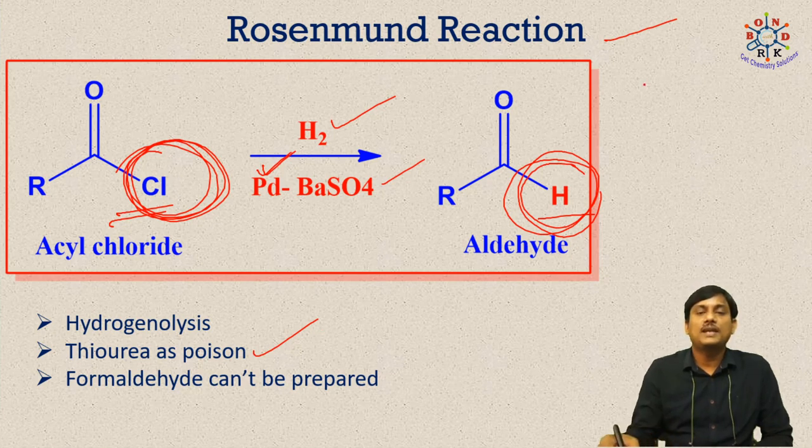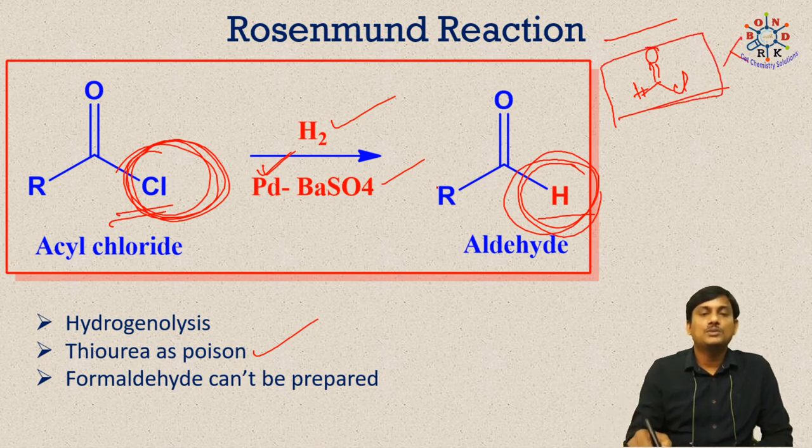Formaldehyde cannot be prepared because if you take the reactant HCOCl, formyl chloride, this one is highly unstable. That's why you cannot prepare formaldehyde by this method.